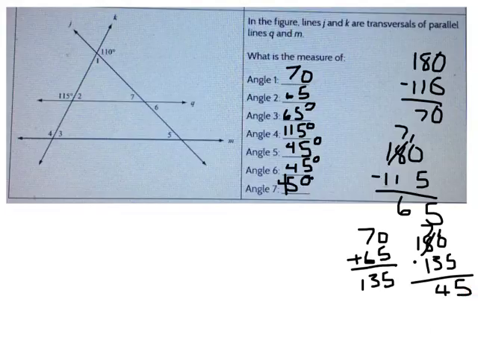Now I can find every other angle based on angle relationships. If angle 7 is 45 degrees, then angle 6 is also 45 degrees because the two angles are vertical. And angle 5 is also 45 degrees because it's the corresponding angle to angle 7. Angle 4 is 115 degrees. It's the corresponding angle to 115 degrees. And angle 3 is 65 degrees. It's the corresponding angle to number 2.